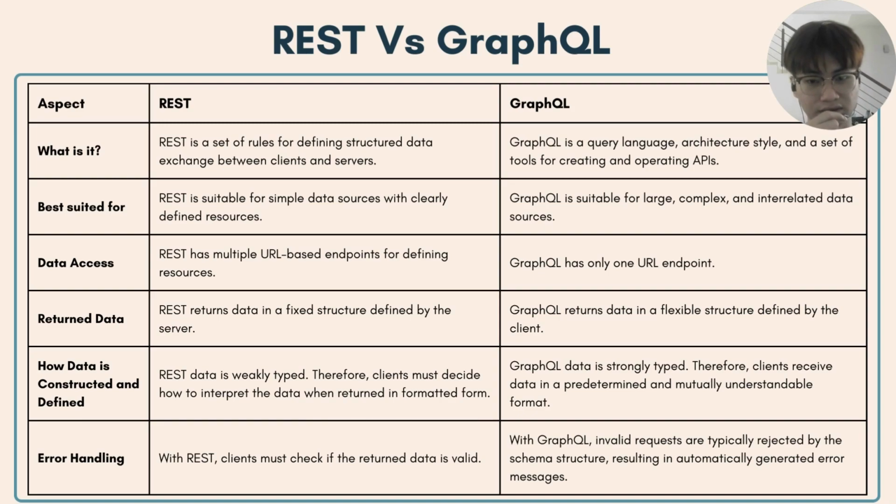Actually, REST is for structured data exchange, while GraphQL is a query language and API toolset. The best fit for REST is simple data sources, while GraphQL is for large complex data sources. The data access for REST is multiple URL endpoints, but GraphQL is only one URL endpoint. The return data for REST is a fixed server-defined structure, while GraphQL is a flexible client-defined structure. Data definition for REST is weakly typed, but GraphQL is strongly typed. Then finally, the error handling for REST is client-verified data validity, while for GraphQL the schema rejects invalid requests.